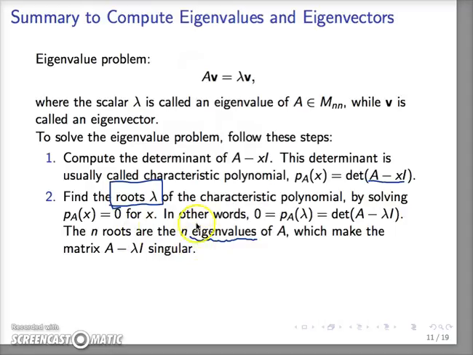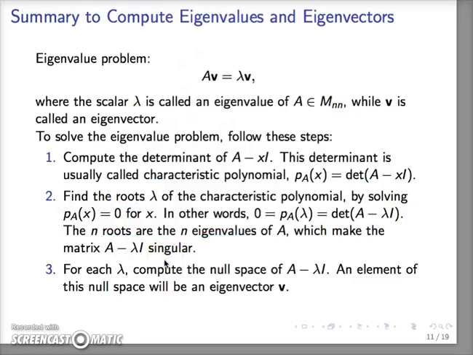In general, we're talking about a polynomial, here denoted as p sub A of x, of degree n, and a polynomial of degree n always has n roots. In other words, for a characteristic polynomial, the matrix A always has n eigenvalues, where n is the number of rows and columns of that matrix. And then what we do next is, well, we know that the n roots of the characteristic polynomial are n eigenvalues of A, which make the matrix A minus lambda I singular.